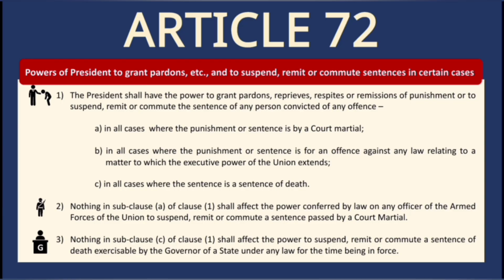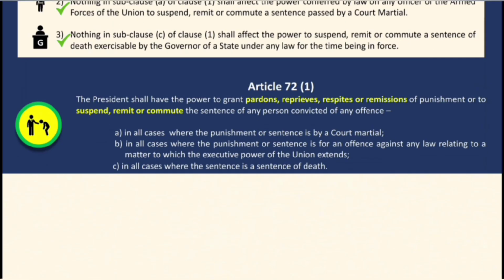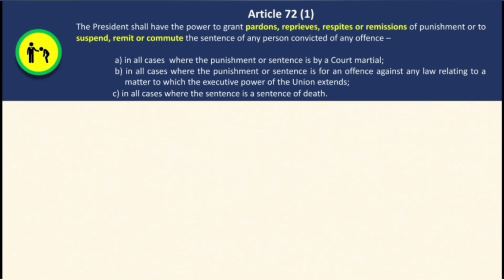This article gives some really special powers to the President of India. You can think of it as a second chance power, but it is used very carefully and only in serious matters. Now let's break down what type of powers the President has under this article. This article contains 3 clauses and the first clause contains 3 subclauses. First of all, pause the video and read all the clauses.